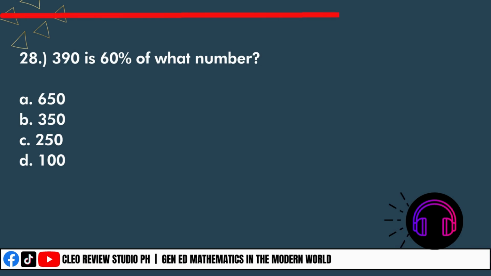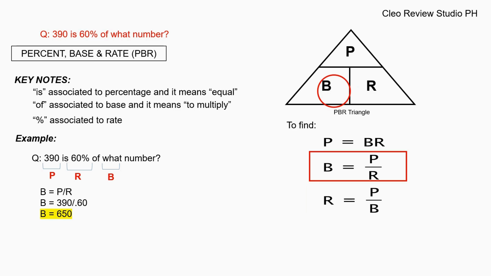390, 60% of what number? The correct answer is option A, 650. Nilagay ko na lang din dyan ang mga keynotes na kailangan tandaan at pwede nyong reviewin anytime or anywhere. Since base ang hinahanap, apply the base formula. That is, B is equal to P over R. Then, substitute the given values in the formula. Tandaan, always convert the rate into decimal bago i-divide sa percent. And you will get the correct answer.